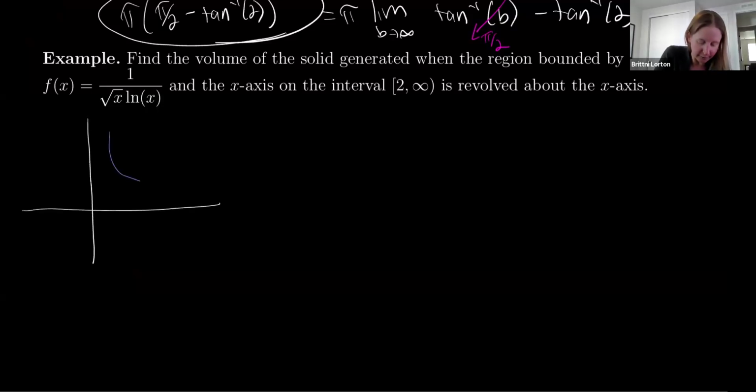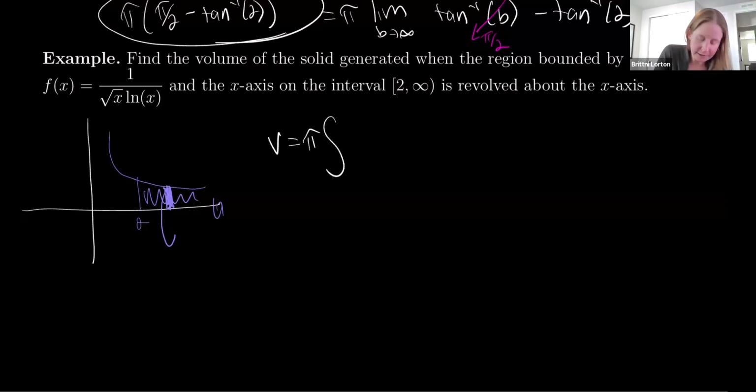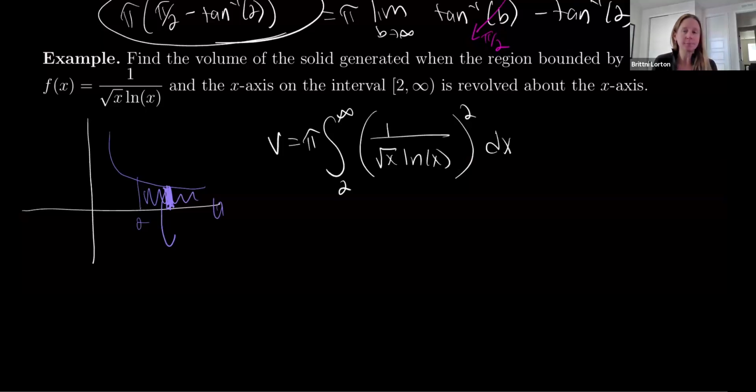It's actually very similar. The graph itself is a little bit different, but here's my 2 to infinity of the function revolved around the x-axis. It's the same thing. I'm going to do the washer disk method. So volume is pi times the integral from 2 to infinity of 1 over the square root of x times ln of x squared dx.